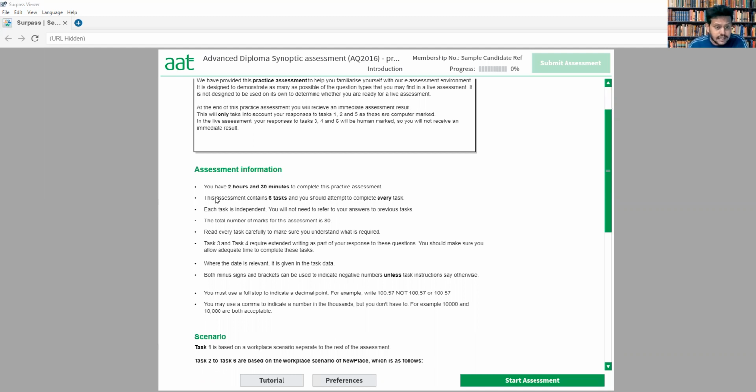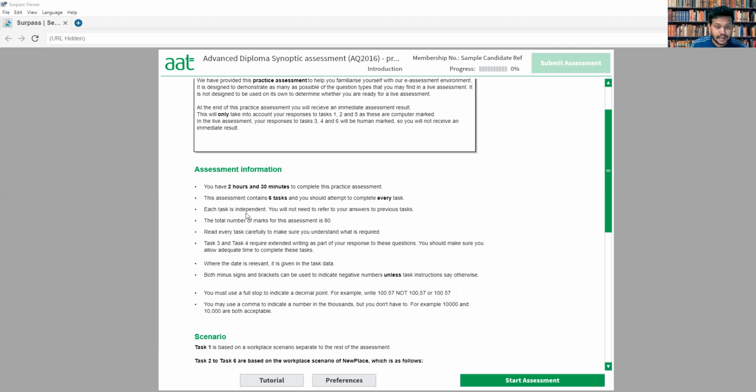In the assessment information, they are saying you have 2 hours 30 minutes. So the exam duration is 2 hours and 30 minutes to complete the practice assessment. This assessment contains 6 tasks, and you should attempt every single task. So there is no optional. Every single task you have to answer.